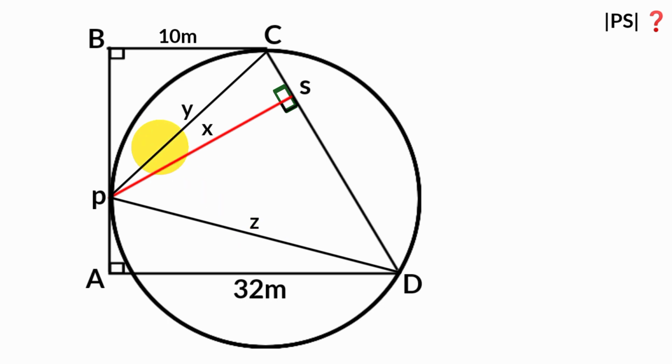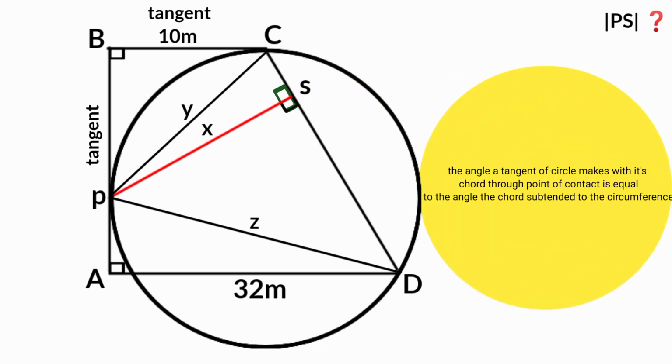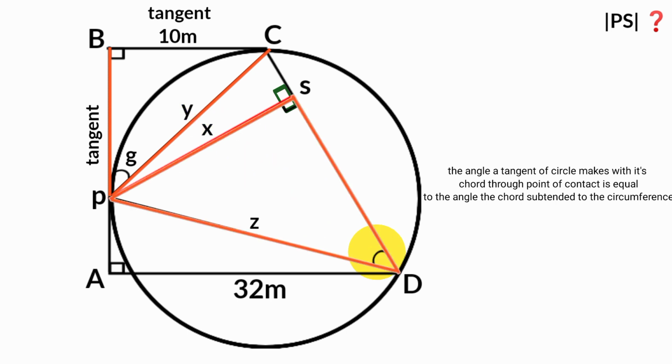Now if you look, this line BP and this line BC are tangent because they touch the circle at this point and this point here. So from the circle theory, there is a rule that the angle a tangent of a circle makes with its chord through point of contact is equal to the angle the chord subtends to the circumference of the circle. So since this line BP is a tangent and it makes an angle with this chord here, if we assume its size to be G, this chord here subtends this angle to the circumference. So based on this rule, this angle must also be G.